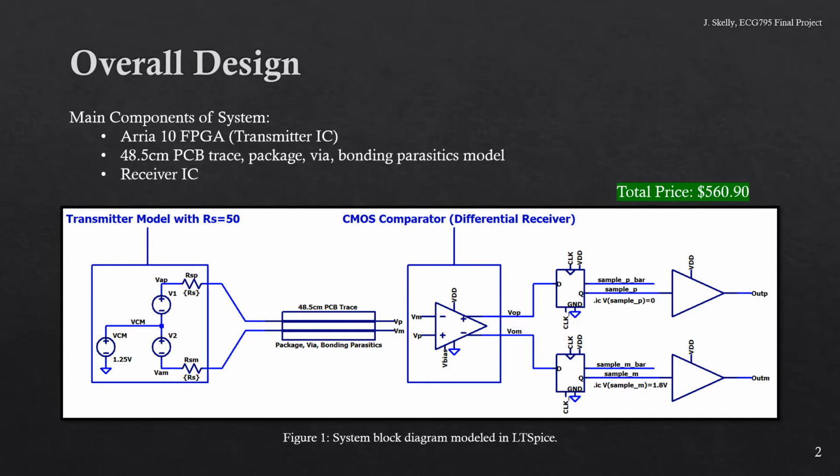The third major component is the receiver IC, which consists of one CMOS comparator, two D flip-flops, a clock generator circuit, which is not pictured in Figure 1, and two output buffers for each of 72 differential signaling pairs in the channel.